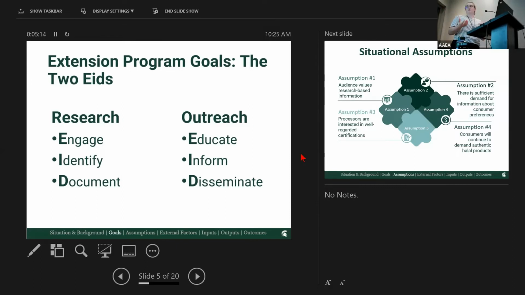So for outreach, we're going to be educating current processors who are not normally in the halal sphere and policymakers about halal meat and how they can process it. And then we also want to inform them of related market opportunities for their organizations. And then we're going to disseminate that information in multiple platforms so that it is accessible for anyone at any time who wants to learn more.